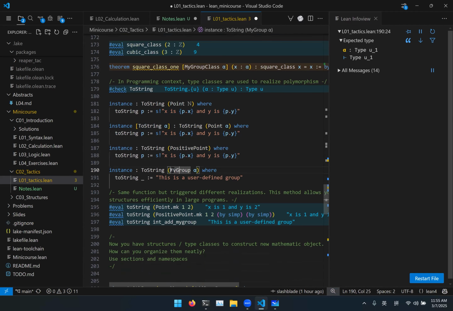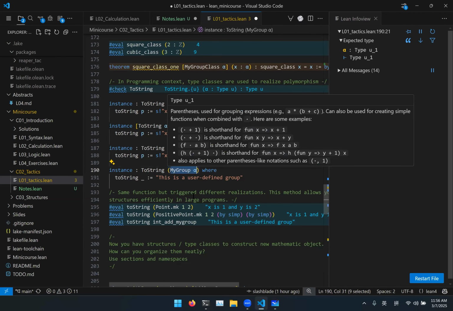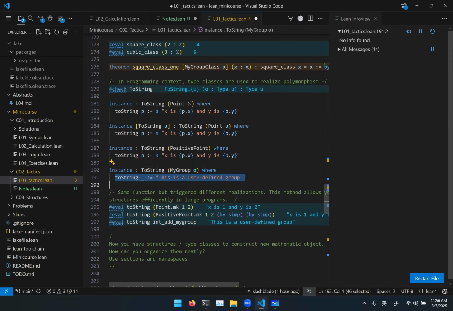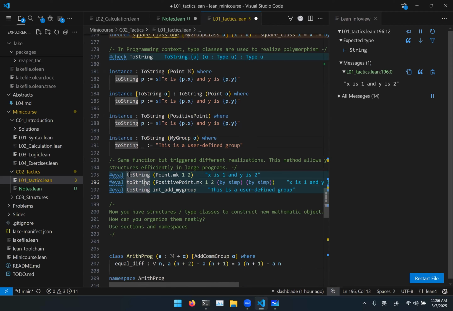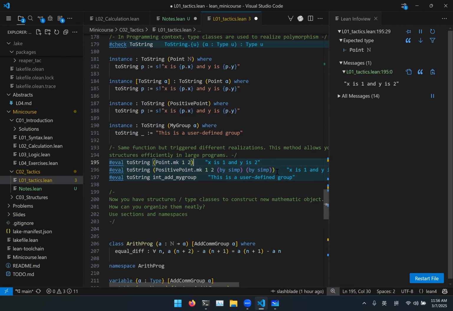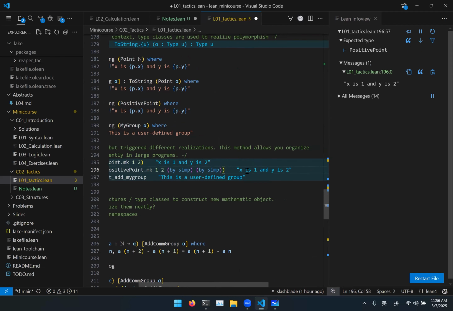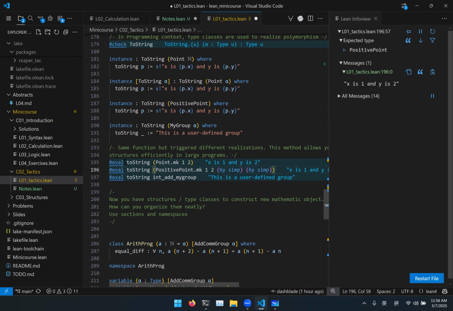So we can also define the toString operator with my group. But in my group, there's nothing to show because we cannot easily print elements in an abstract group. So next we can actually compute. We can use this toString to show what each thing actually is. We can just see from the output that it works fine.